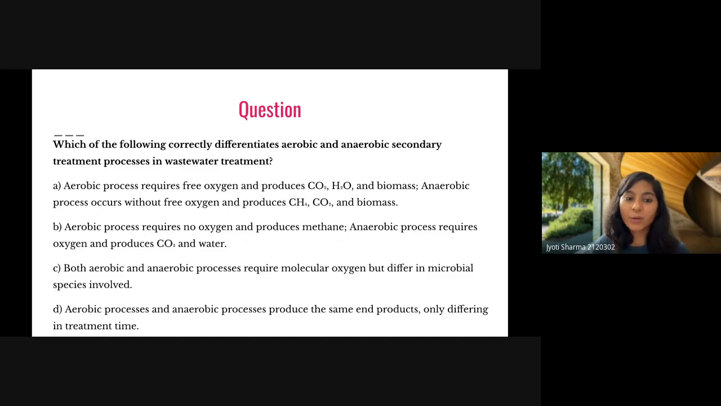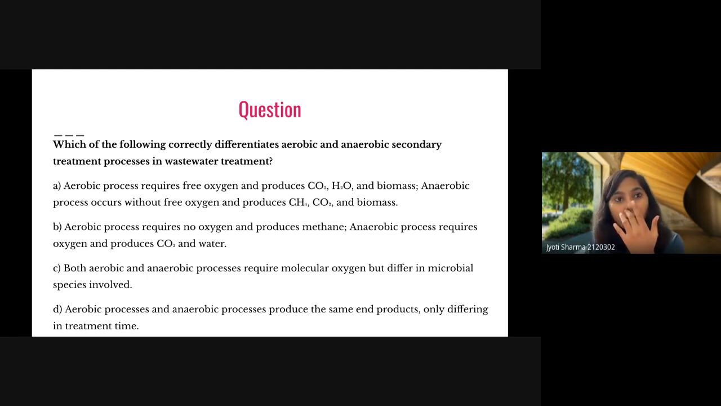Aerobic process requires free oxygen and produces CO2, H2O and biomass. Anaerobic process occurs without free oxygen and produces methane, CO2 and biomass. Aerobic process requires no oxygen and produces methane. This is wrong, because aerobic means we are giving oxygen to the wastewater, because some of the microorganisms need oxygen and some of the microorganisms do not need oxygen.